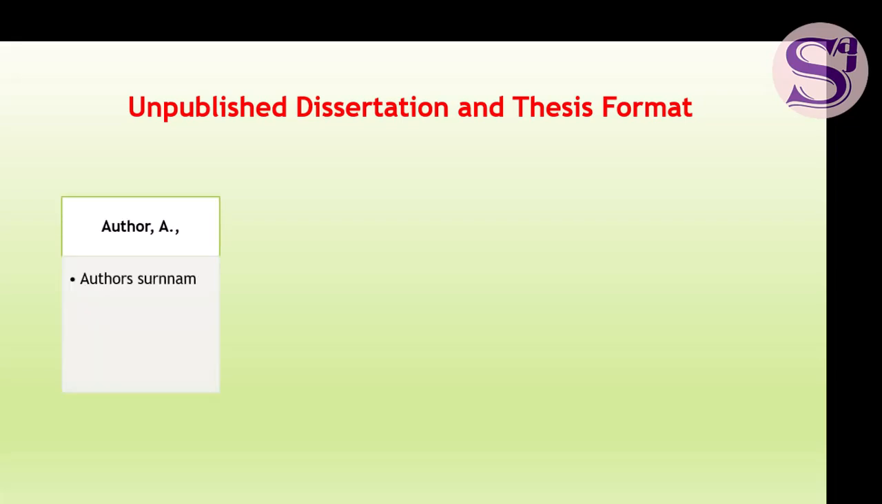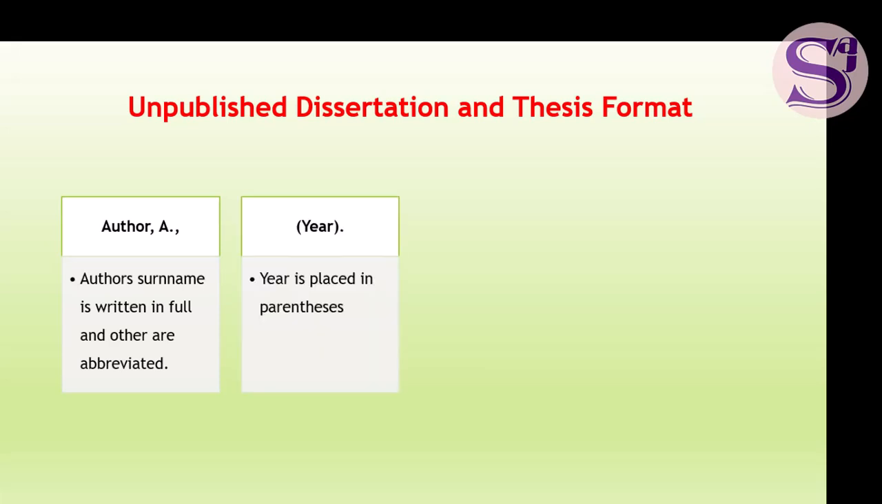Now, what about unpublished dissertation and thesis formats? Dissertations and theses that are yet to be published in a database of a school. So the first thing you do is the author's name followed by the initials. The author's surname is written in full and the others are abbreviated. The initials, either one or two or three, are all abbreviated. Then the next thing is the year enclosed in parentheses, then full stop.